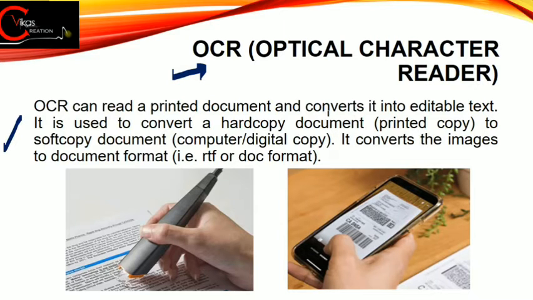So OCR can read a printed document and convert it into editable text. It is used to convert a hard copy document or printed copy to a soft copy document, that is, a computer copy or digital copy. It converts the images to document format, fine, and it will convert your image formats to RTF or doc format. This RTF is a format of our WordPad file, whereas doc is a format of our document or MS Word file, fine. So generally we have two types of OCR scanner.